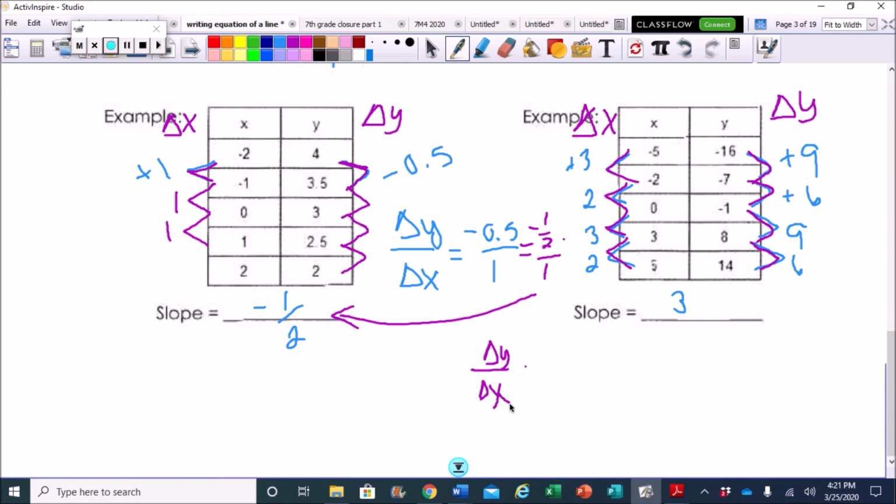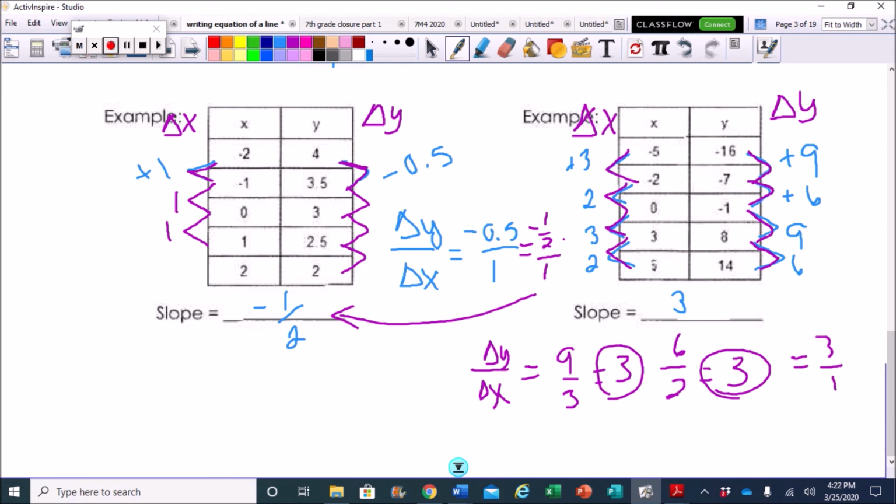And I'm going to have 9/3, which is 3. Then the next one is 6/2, which is 3. The next one's 9/3, which we know is 3, and then 6/2, which is 3. So it is a constant rate. We just have skips in the data. So our slope is 3/1, which is just 3.